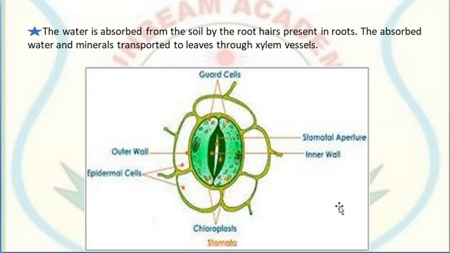Children, here I have given the diagram of stomata. Just see the diagram. It has different parts like the guard cells. Inside the guard cells, chloroplasts are there. The guard cells have two walls, the inner wall and outer wall, and the guard cells are surrounded by the epidermal cells. The guard cells control opening or closing of stomata. The water is absorbed from the soil by the root hairs present in roots.